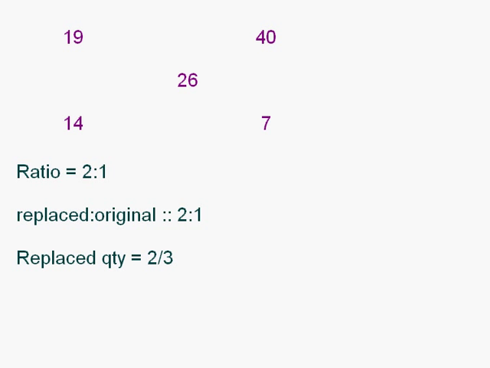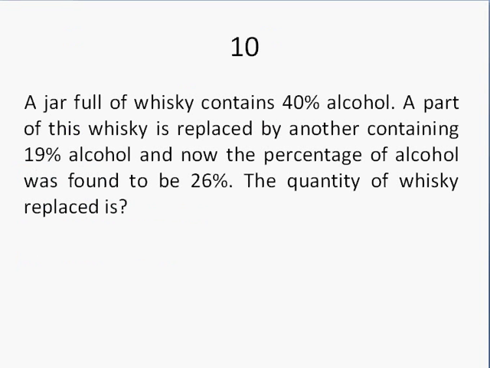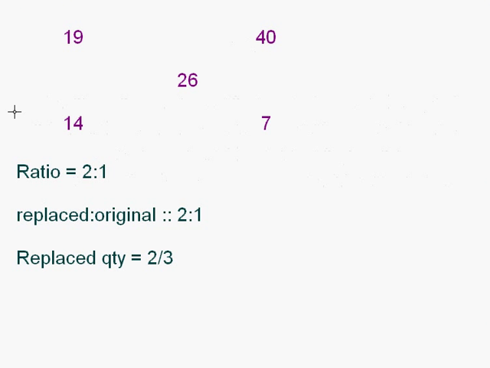It is similar to the question that we did previously. So what we did in this question: a jar full of whiskey contains 40% alcohol. A part of this whiskey is replaced by another containing 19% alcohol, and now the percentage of alcohol was found to be 26%. So we did this kind of allegation rule, and we found the ratio to be 2:1. This ratio is for 19 and 40. That means 19 is the replaced thing and 40 is the original thing. So replaced is to original is 2:1. Now the question says to find the replaced quantity, so it will be 2 upon 3. Alright.